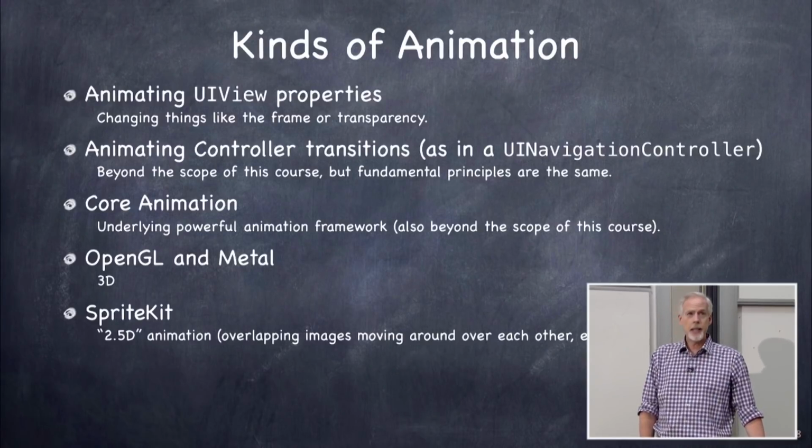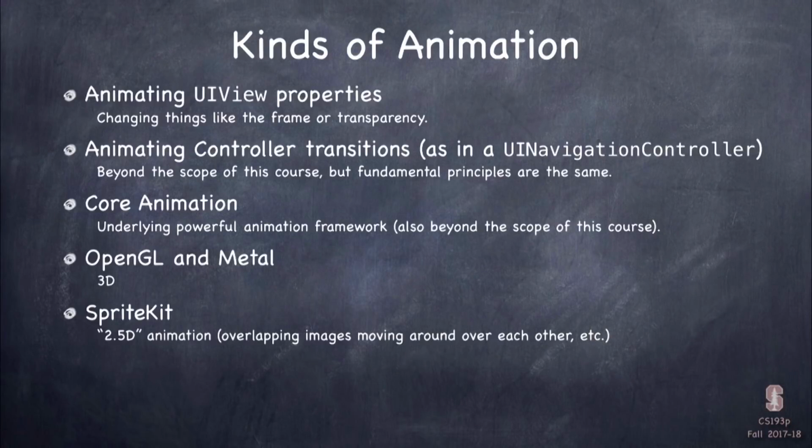There's also SpriteKit, a whole framework for doing 2.5D animation, basically. That's like Mario Brothers kind of animation, right? Where you have images and they're overlapping to create what appears to be a 3D world, but it's really drawn 2D, where the images just overlap. So there's a whole mechanism for that. Not going to talk about that either. Maybe we'll have a Friday section on that, possibly later in the quarter, but I doubt it, because we've got some other things in the pipe for that.